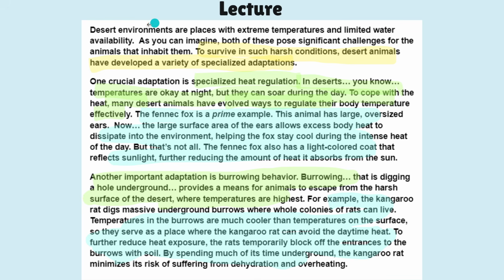Here's how it's structured. At the beginning is the introduction, where it introduces what the topic is. Here you're going to learn that the topic is about how animals survive in dry environments. And indeed, it's the rule of two: two ways that animals survive in dry environments, or specifically two adaptations that animals use to survive in dry environments. That's going to be established in the beginning.